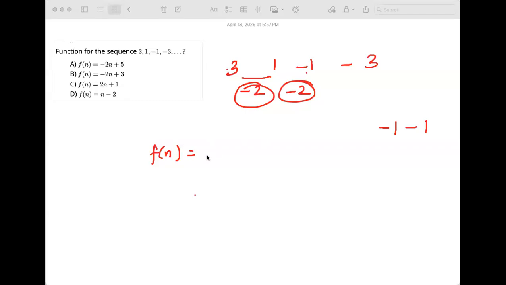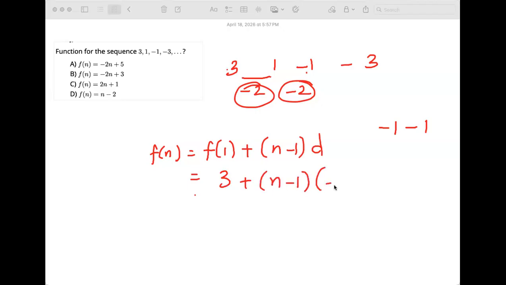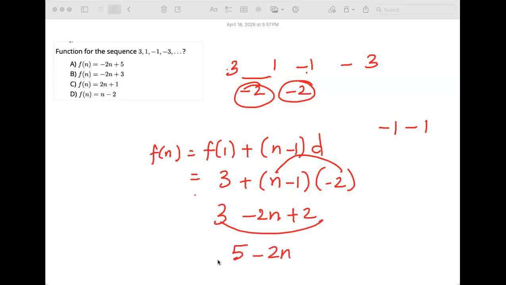Great. So the first term plus n minus 1 times d, you know. D is minus 2. So let me put it like that. First term is 3 plus n minus 1, d is minus 2. So minus 2 times n is minus 2n and plus 2. So 3 plus 2 is 5, 5 minus 2n. Adyan, did you get it? Yeah. Ashwath, did you get it? Yeah.